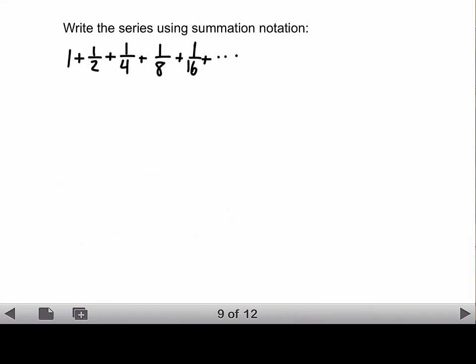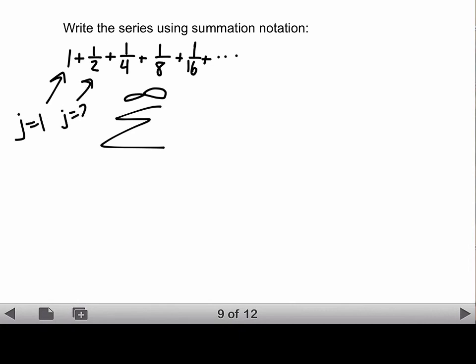Alright, 2 more examples and then we're done. Next we're asked to write the series using summation notation, and the series is 1 plus 1/2 plus 1/4 plus 1/8 plus 1/16 plus dot dot dot. That's one of these where when I write the sigma, the guy at the top is going to be infinity. This one doesn't stop. Now for our individual terms. We can use j. When j is 1, the answer is 1. When j is 2, the answer is 1/2. When j is 3, the answer is 1/4. And when j is 4, the answer is 1/8.